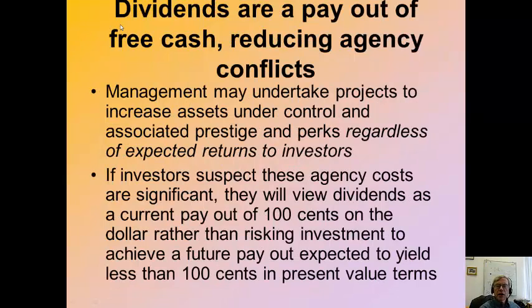Turning to the agency cost issues, dividends are payouts of free cash, reducing the potential for agency conflicts. Management may undertake projects to increase assets under management control, because by doing so, regardless of the profitability of projects, they can increase expected prestige and perks. If investors suspect that these agency costs are substantial, they'll view dividends as a current payout of 100 cents on the dollar, rather than a risk of investment to achieve a future payout expected to yield less than 100 cents on the dollar in present value terms.